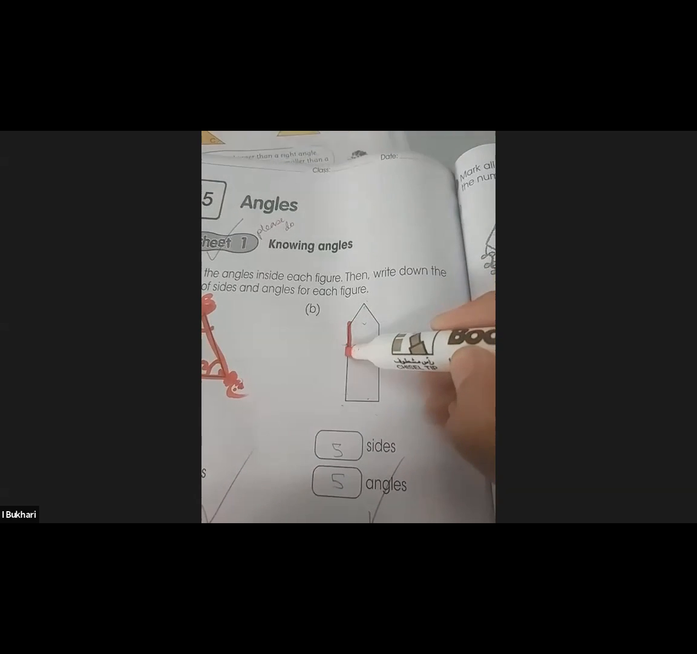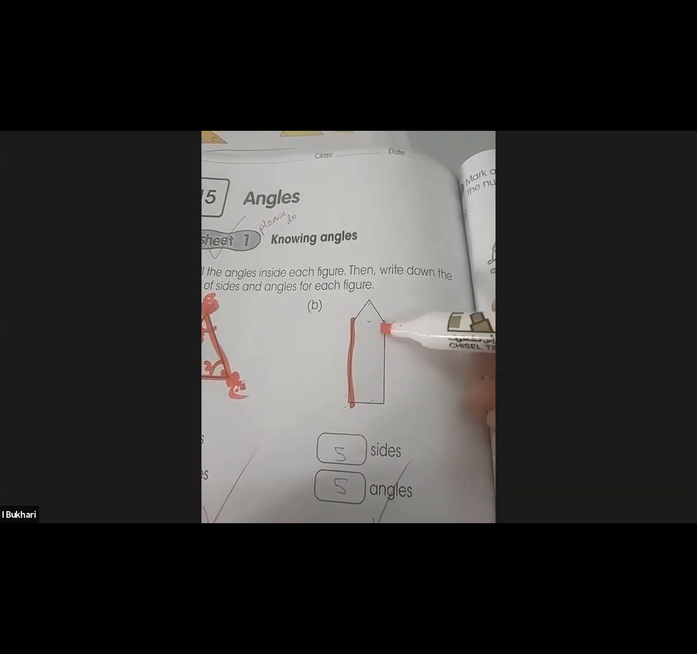Okay, this was easy. Now let's move on to this. Let's count the number of sides. How many sides do we have? This is one line. Okay, this is another line.